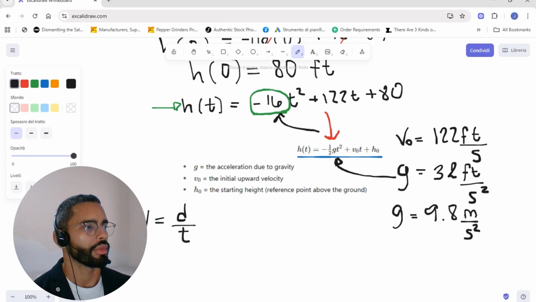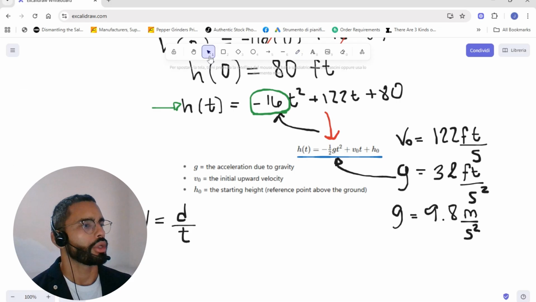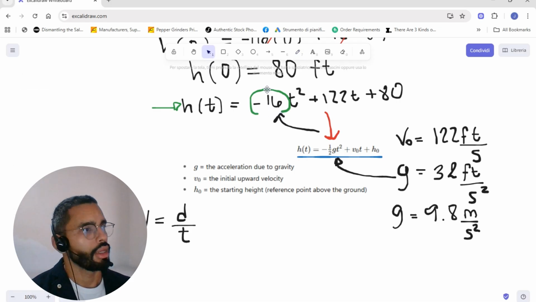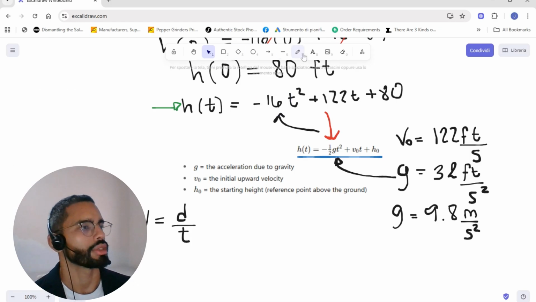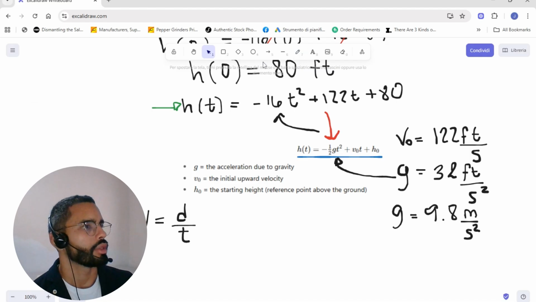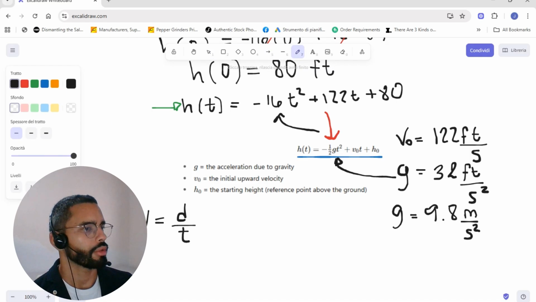Or we could try it, right? How would you get the velocity here? Since we know the equation with which we get the height of the ball above the ground, what would you do to get the velocity? Exactly. We will take the derivative of that equation.